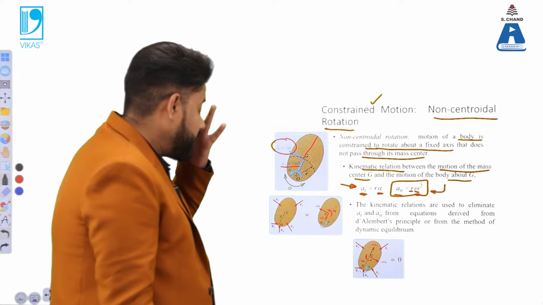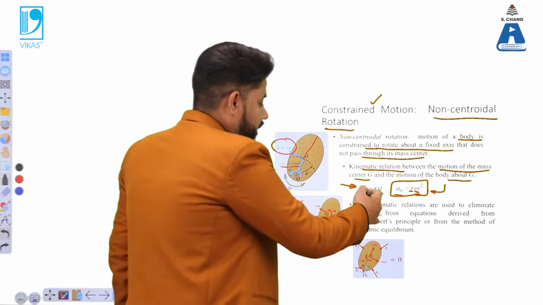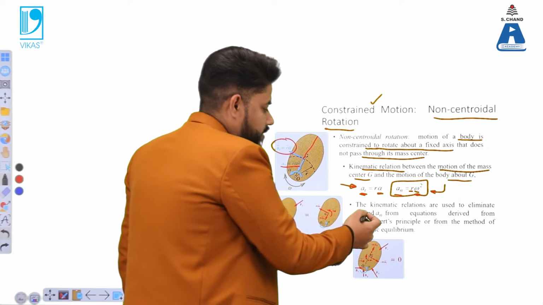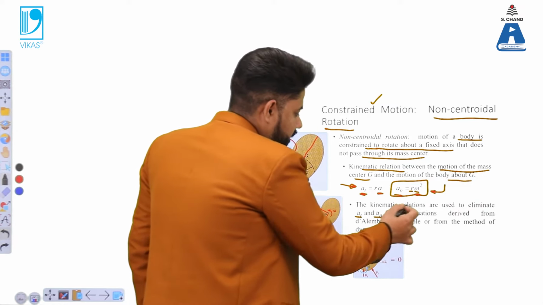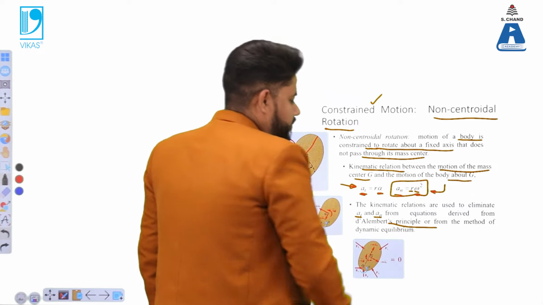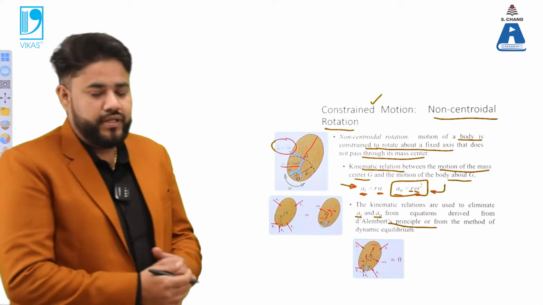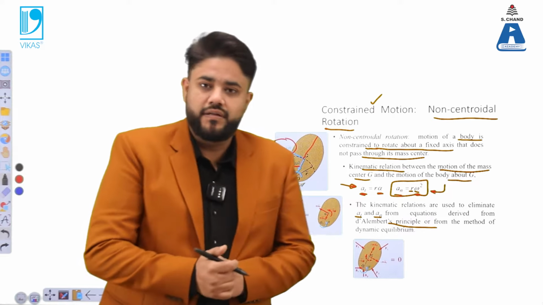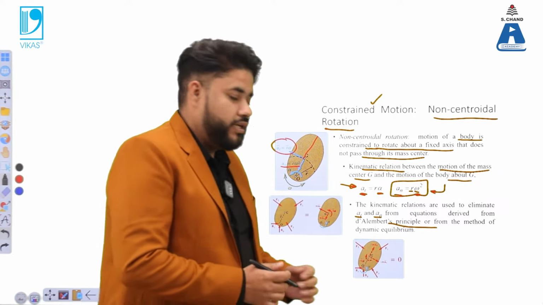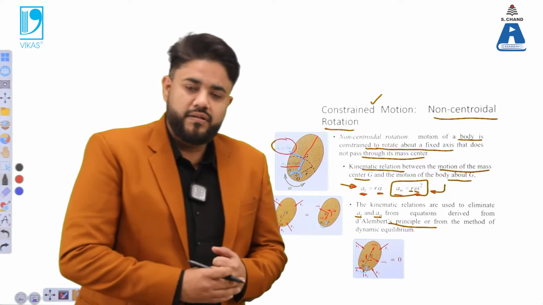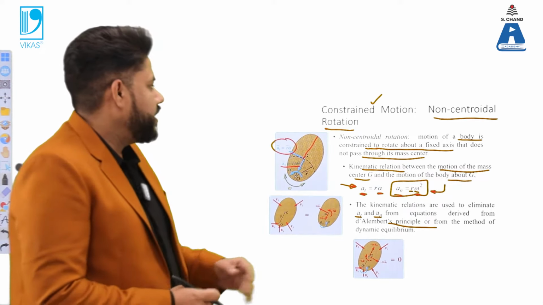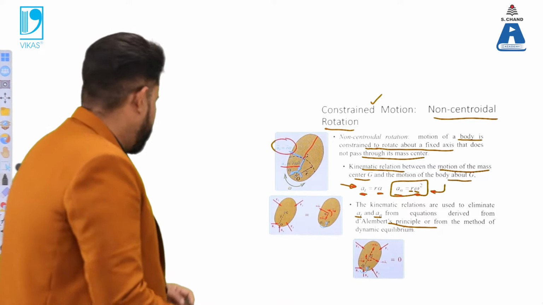These kinematic relationships for a_t and a_n are derived from the D'Alembert principles that we have already studied in our previous videos. If you haven't watched those videos related to D'Alembert's equilibrium, you can visit the playlist of the S. Chand Academy channel. So this is one example of the non-centroidal rotation.